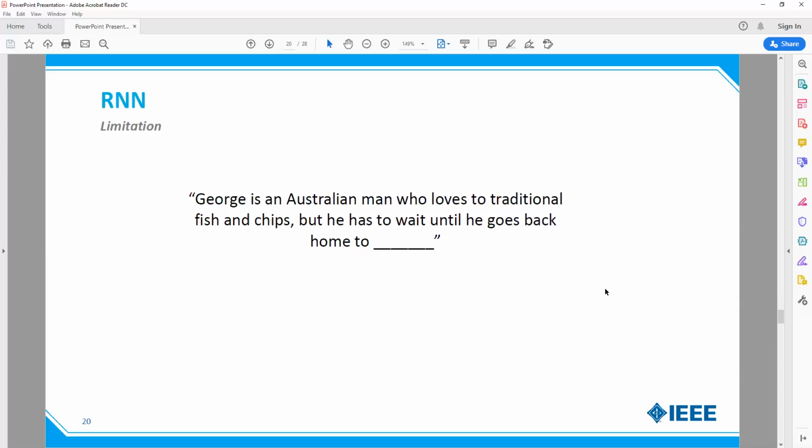As humans, it's very easy for us to predict what this next word is because we see the whole scope of this sentence, where the predicted word would be Australia, given the fact that George is an Australian man. So logic will tell us that his home being Australia would be a good candidate.